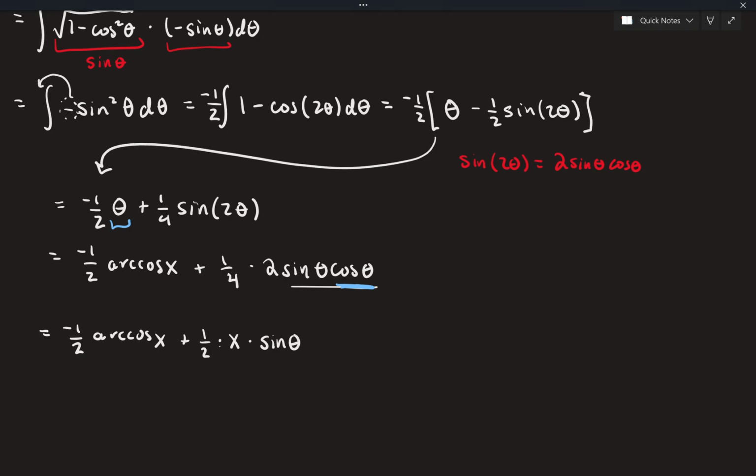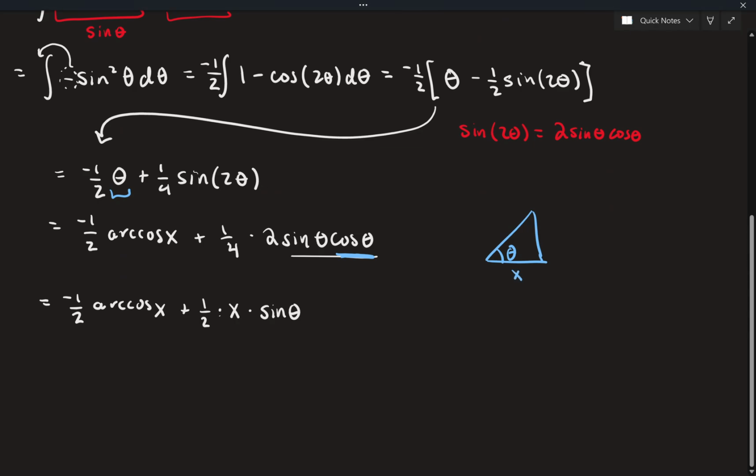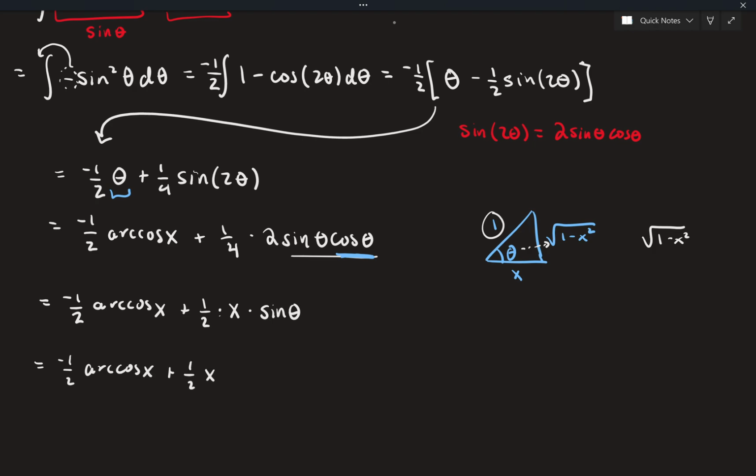Whenever you have to figure out the other trig values, we always have to do it with the triangle. So here's theta. I know cosine theta is x, so that makes adjacent over hypotenuse, and then the rest of it by the Pythagorean theorem. Sine theta will then be opposite over hypotenuse, so it'll be just root 1 minus x squared. And then I have my plus c, and that's it.